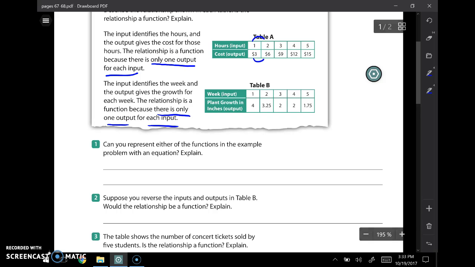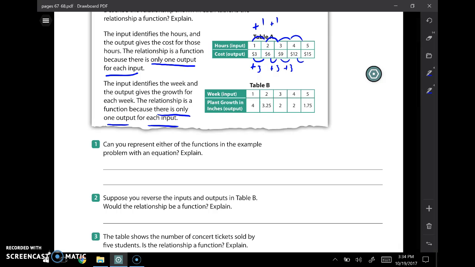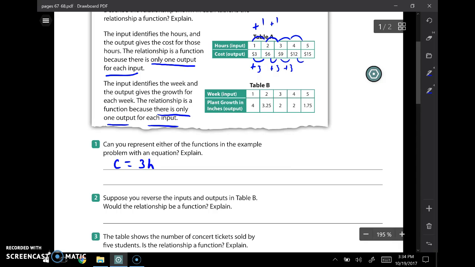My rate of change from hour 1 to hour 2, for every 1 hour I'm adding $3. 2 to 3, I add an hour, I add another $3, and it looks like it holds true as every hour I add $3 to the total cost. So this is a function. So for example 1, cost is equal to my rate of change, which is $3 for every hour. So the total cost is $3 per hour.